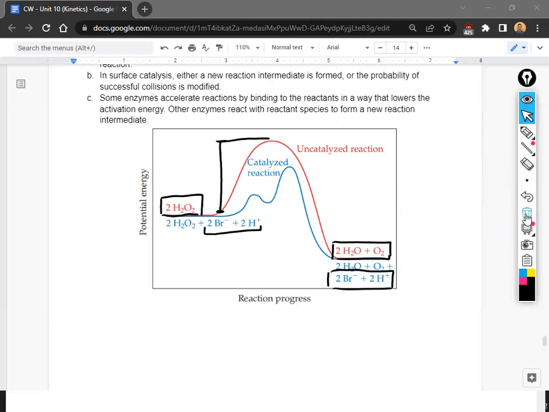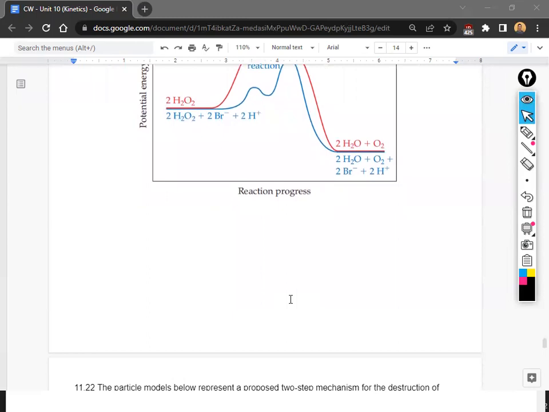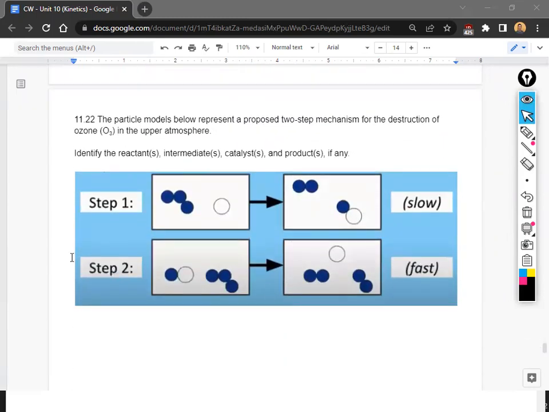All right, with that being said, let us go into two practice problems and then we will finish up. I think we might be able to finish today. Okay, 11.22. I got these pictures for you. Sorry, I didn't draw them. They could have been more beautiful. There's a two-step mechanism for the destruction of ozone in the upper atmosphere. I want you to identify the reactants, the intermediates, the catalysts, and the products. You can just write blue dots or just draw it, white dot, whatever.